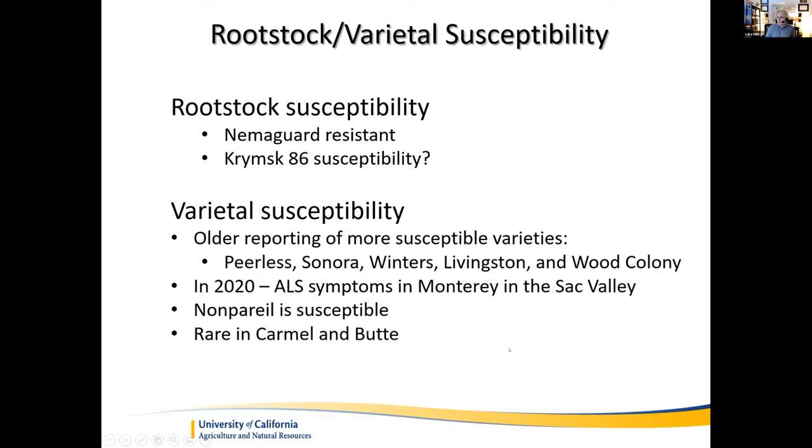In terms of some older reporting, Peerless, Sonora, Winters, Livingston, and Wood Colony are all on the more susceptible continuum of varieties. And I've certainly seen a lot of it on Wood Colony. And last year in the Sac Valley, I certainly saw a lot of it in Monterey. Nonpareil is definitely susceptible, while it's rare in Carmel and Butte.